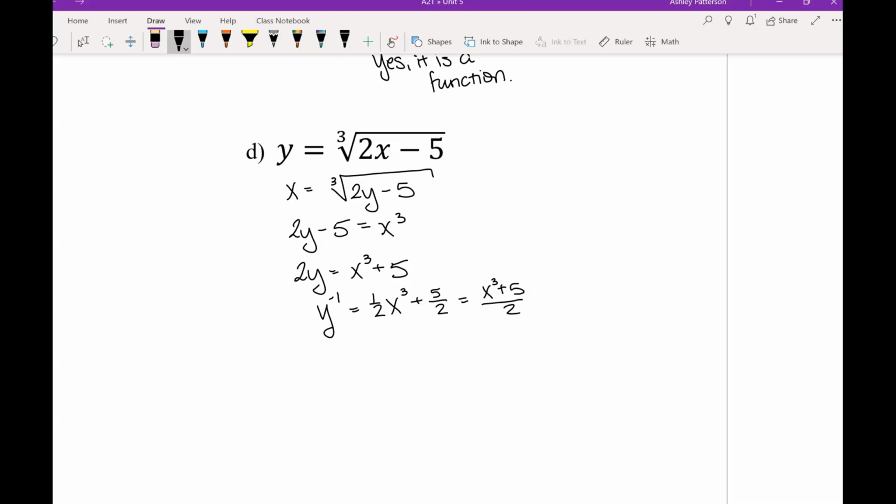That's the same thing. And as we know from all of our functions this semester, there were so many, this is a cubic. A cubic is a function. Yes, it is a function. All right, so we verified.